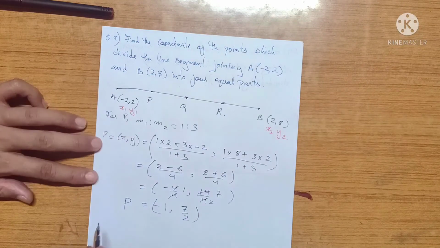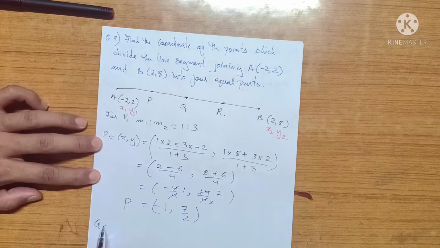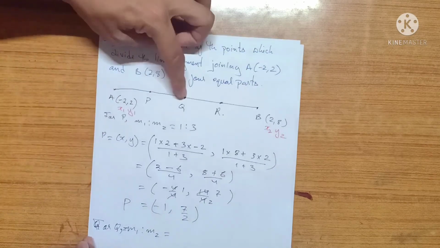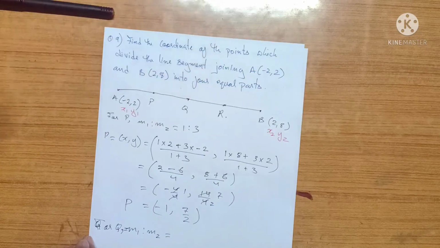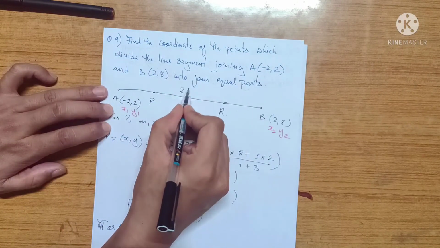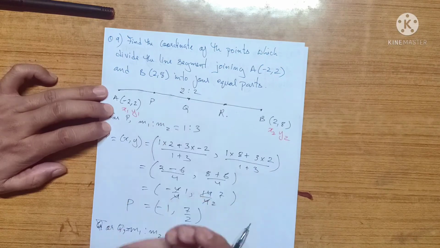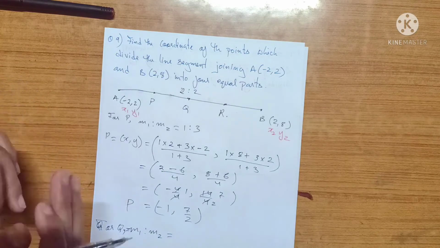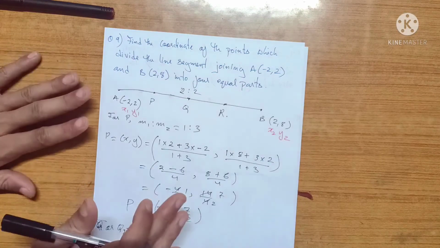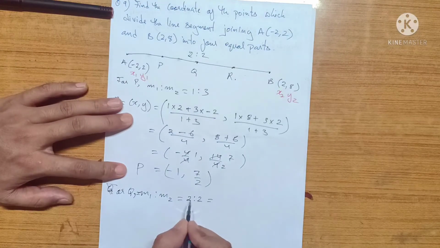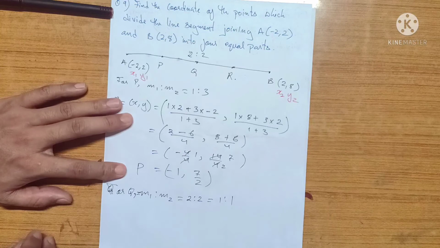Okay, so now let's try to do point Q. For Q, m1 is to m2 is equal to what? For point Q, we can literally say this is 2 parts is to 2 parts, right? So it's like 2:2. But we can cut these 2 because it is a ratio we're talking about. So if m1 is to m2 is 2:2, we can literally cut this and make it 1:1.